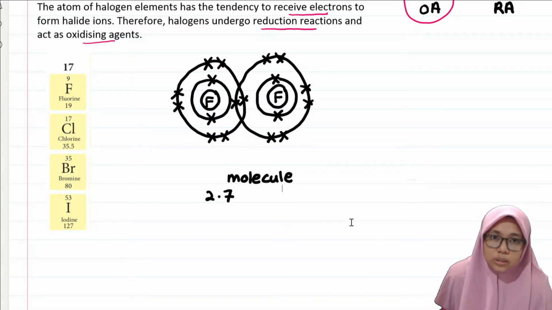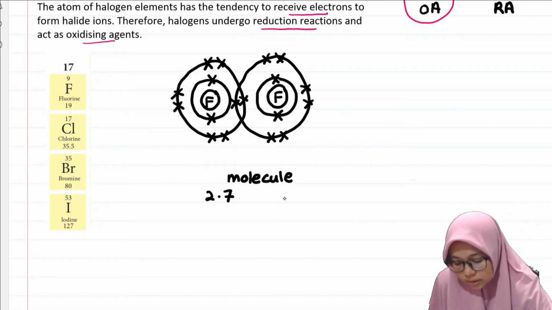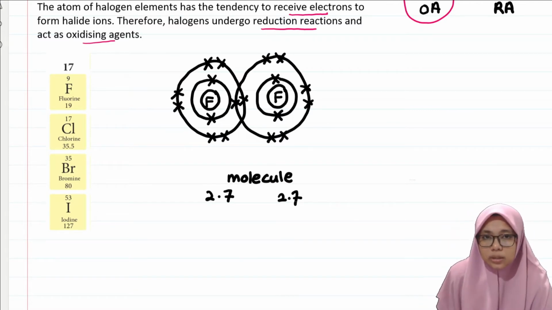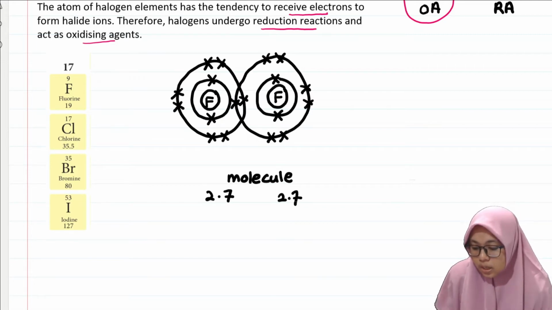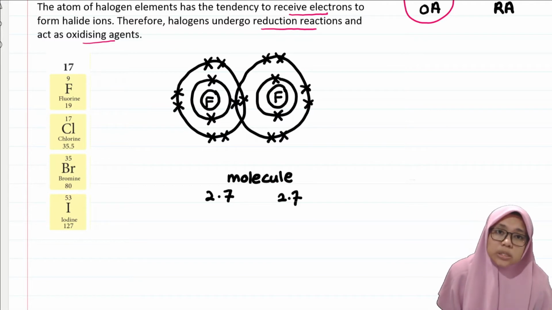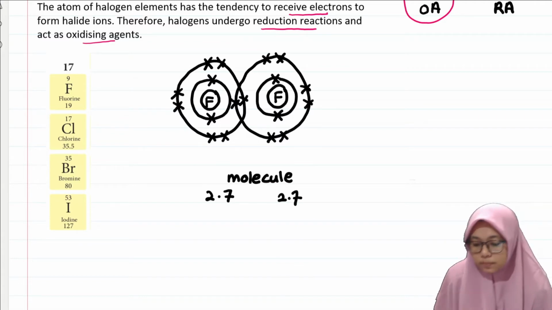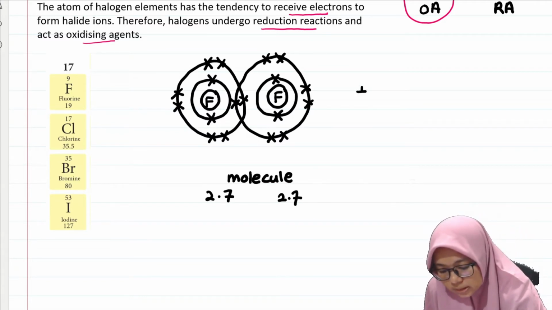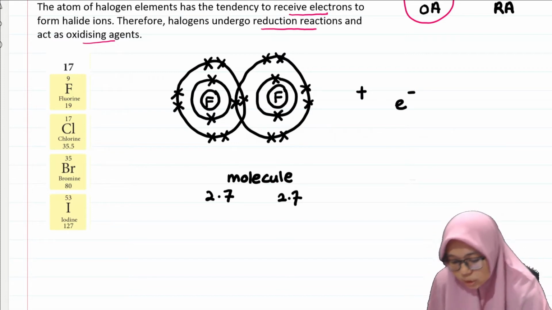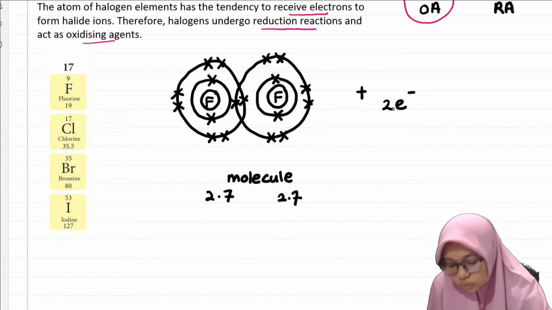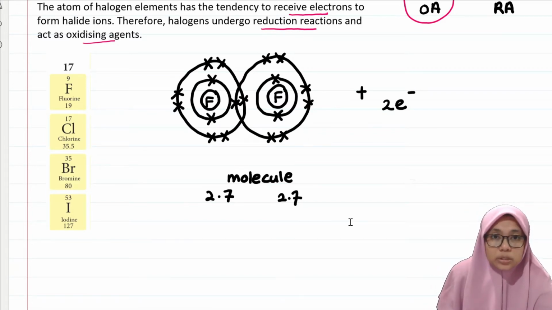Yang ni yang you belajar masa form 4. So the electron arrangement is still 2.7. Okay, sebab dia tak accept electron, dia hanya share saja electron tu. So in this statement, it says that the halogen atom has the tendency to receive electrons. So masih ada lagi keupayaan untuk terima elektron sebab dia punya electron arrangement masih lagi 2.7. So this molecule can accept electrons. So if each atom accepts 1 electron, we need 2 electrons to be received by these 2 atoms.